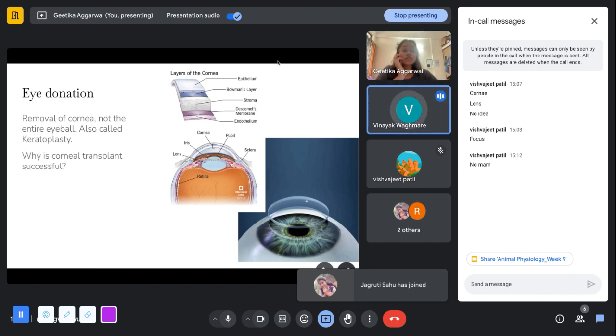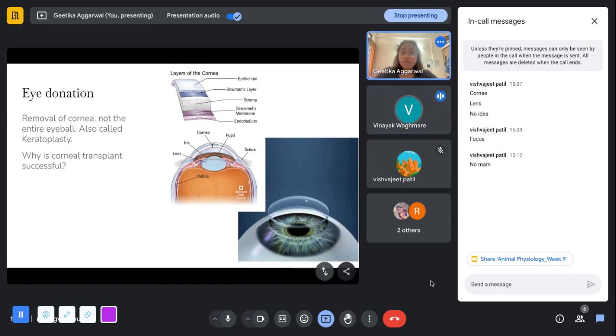Ma'am, I'm having one question. I'm not able to see the things which are far from me, so I am wearing specs. Will this operation make my eye see far objects clearly?